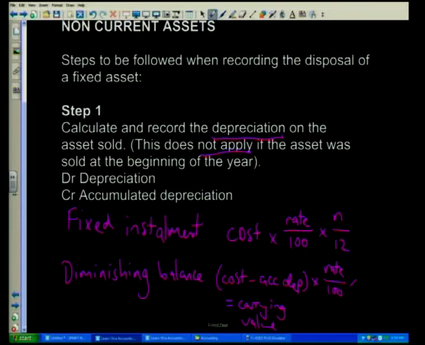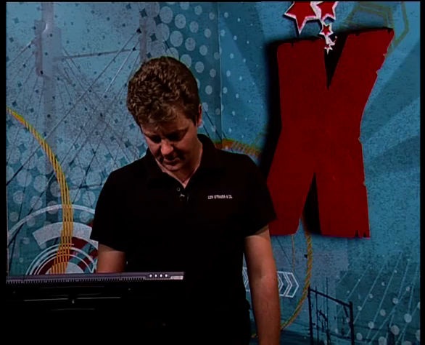And once again, multiply by the number of months that we have kept the asset for and divide by 12. Once again, N is going to equal the number of months from the start of the financial year up to the date of the sale. Once you have calculated depreciation in this way, you will need to make the entry in your ledger accounts. And that simply involves debiting depreciation and crediting accumulated depreciation.